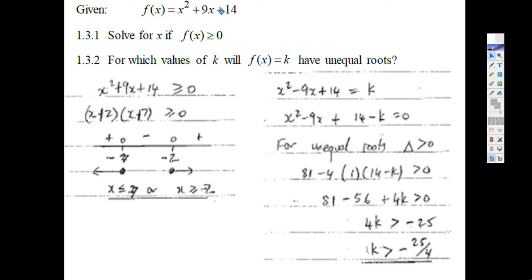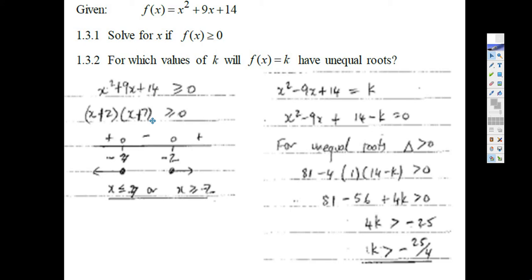This is just a tricky way of giving you x squared plus 9x plus 14 is greater than 0. It's just an inequality. It's a quadratic inequality, but it's given in a slightly different form. So if f(x) is greater than 0, then it's just this. You get a mark just for recognizing that. Now, here you go.